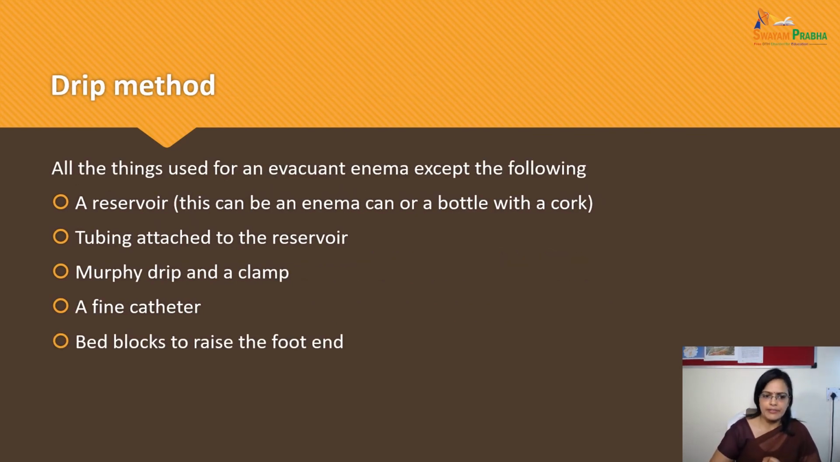Last is the drip method. So what are the things required for the drip method? For the drip method we require a reservoir, which can be an enema can or a bottle with a cork, tubing attached to the reservoir, a Murphy drip and a clamp, and a fine catheter. So all these things are needed for the drip method.